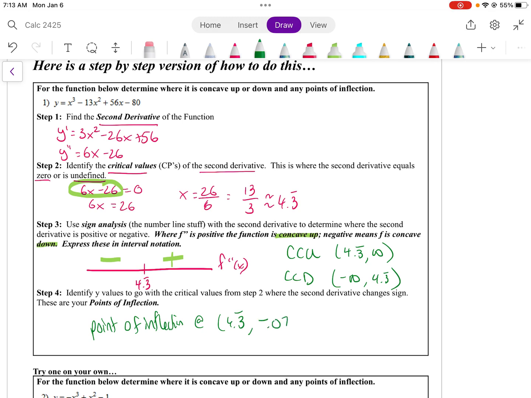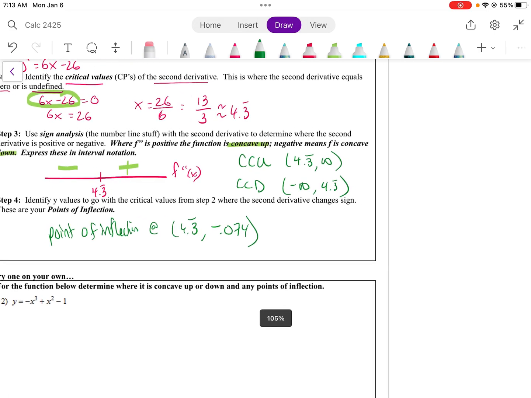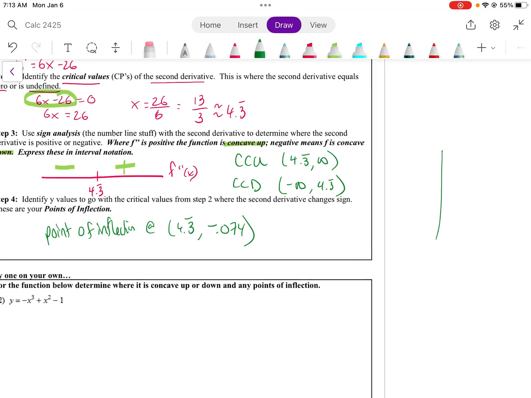So I got like negative 0.074 as my y value for my 4.3 repeating. So there is a point of inflection on the graph. Now there doesn't have to be a point of inflection. It's all going to kind of depend on the function. Just to give you an idea, a cubic function definitely changes concavity.